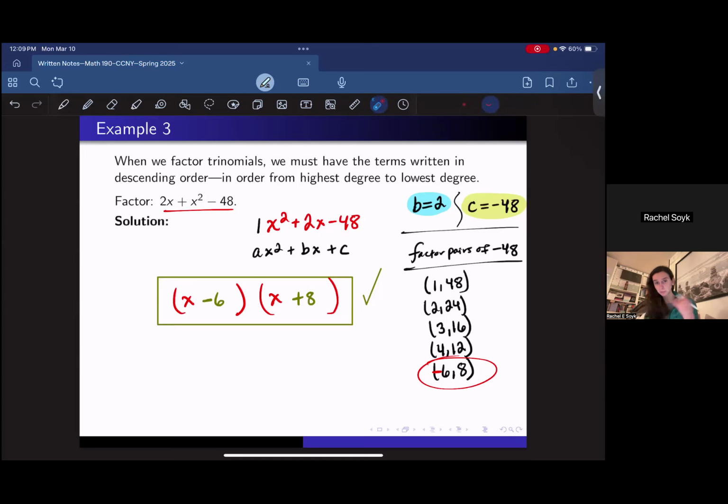Let's check verbally once again. X times x gives you the x squared. X times 8 gives you a positive 8x. Negative 6 times x is a negative 6x. This ends up being 2x, which is what we wanted. And then negative 6 times 8 gives you the negative 48. So it works.